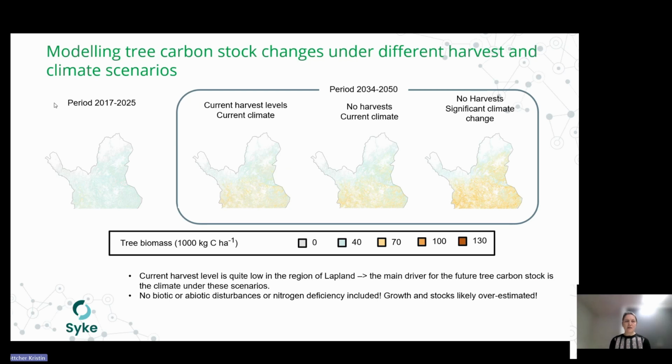So you can see that the current harvest levels are quite low at the moment in this region of Lapland. And the main driver for future tree carbon stocks is the climate under these scenarios. And we have to note that here we don't have included yet biotic or abiotic disturbances or nitrogen deficiency. So in these figures, growth and stocks are likely overestimated. So we are currently still trying to improve our initial data sources, so forest information for this modeling, especially for these northern habitats, the mountain birch forests.